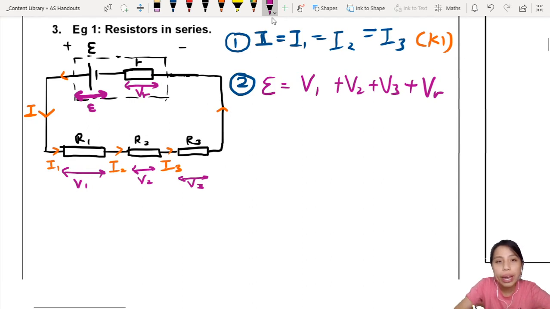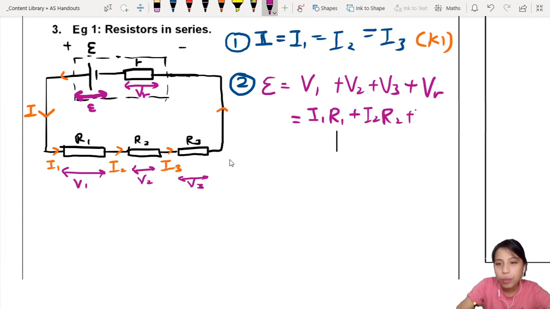And this, of course, you can rewrite into what we say, IR. Let me just rewrite this. So we have V1, which is I1 times R1, then I2 R2, and I3 R3, because V equals IR. So, I2 R2, V... what did I write? V.